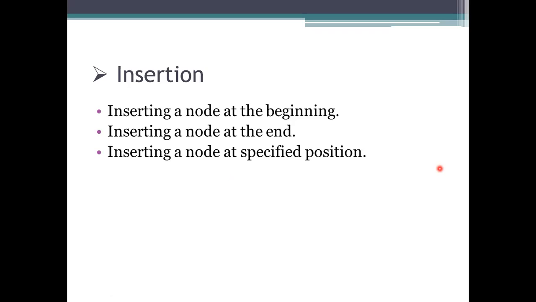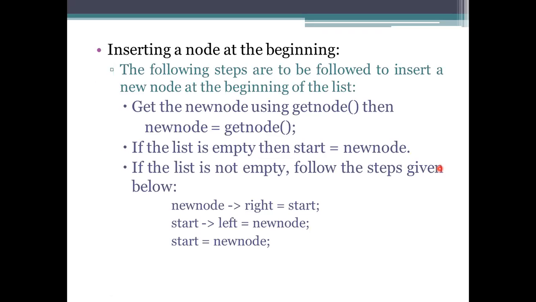And coming to the insertion, if any insertion has to be done, we can make it at a specified position, at the beginning or at the end. So to insert at the beginning, it has to create a new node. The new node will be created by taking the get node function there. If the list is empty, just create a node here. If it is not empty, we need to go for the further processing. New node's right will be considered as start, and the start's left, see here.